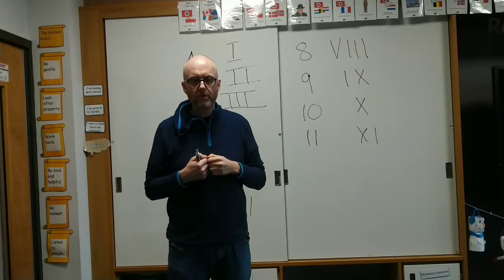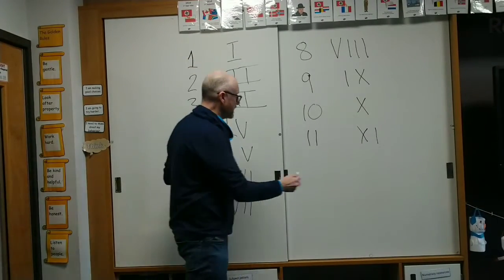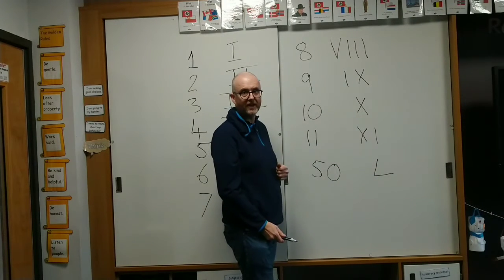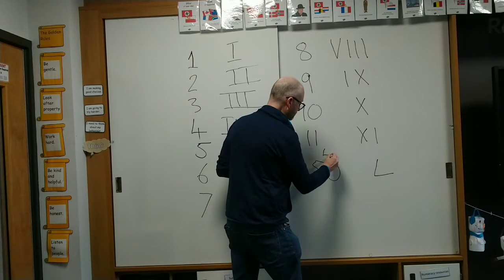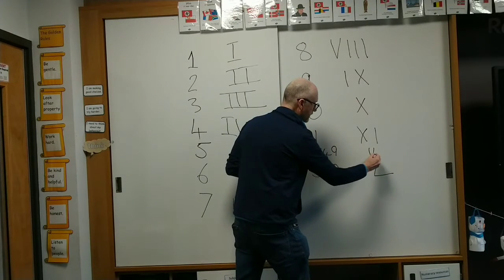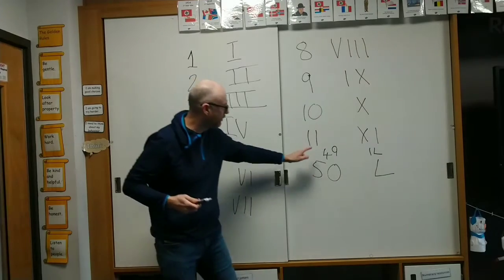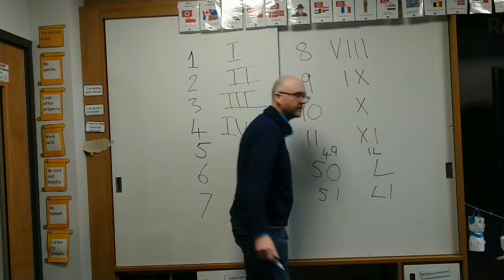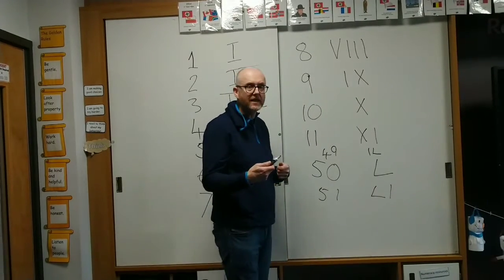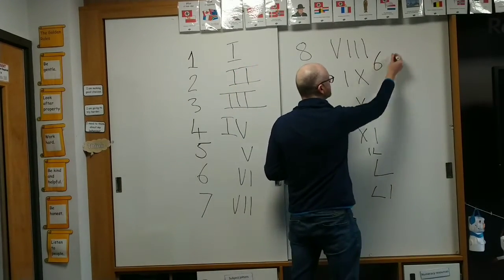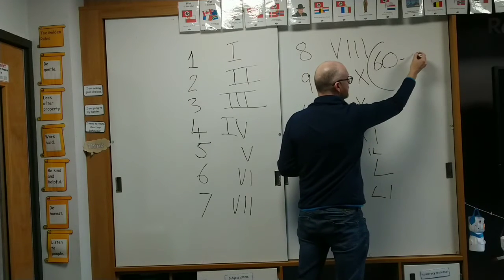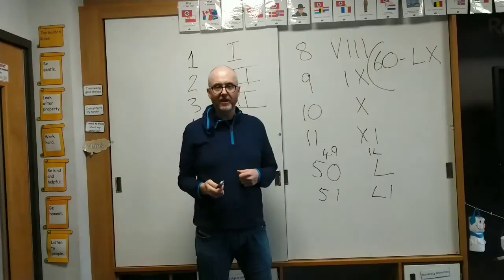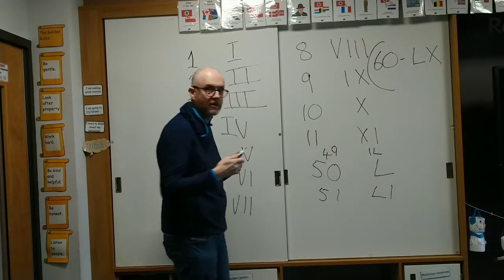So we've got numbers like 50. So 50 is L. Okay? 49, I'll squeeze that in there, is IL. It's 1 before 50. So 49 and 50, 51, and so on. 60 will be LX. Okay? Now we've got other numbers that are really important.